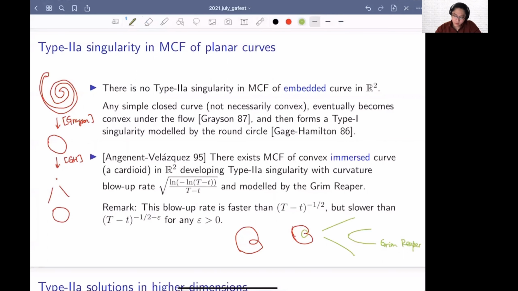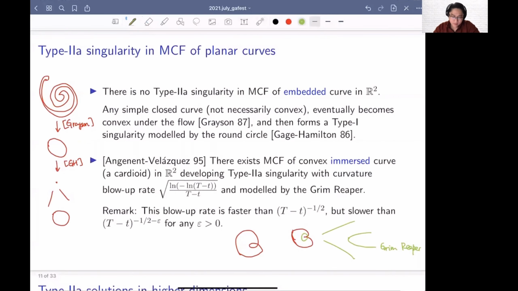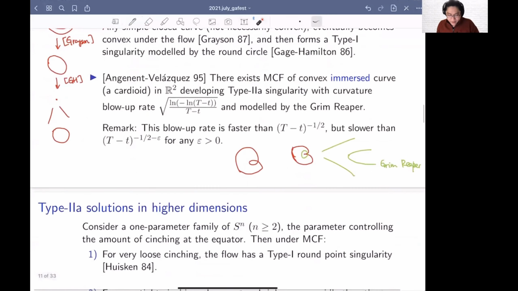Yeah, and also they were able to obtain some precise asymptotics for such a solution. Namely, the highest curvature blows up at this rate, and in particular, it is faster than a type I rate, but slower than any higher polynomial power. Okay. So this is for type IIa singularity. That's the one-dimensional case. Now, what about higher dimension?